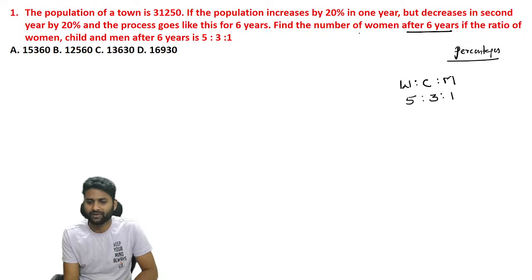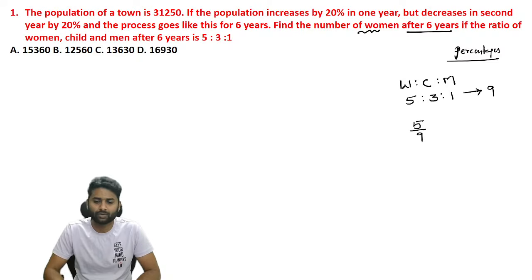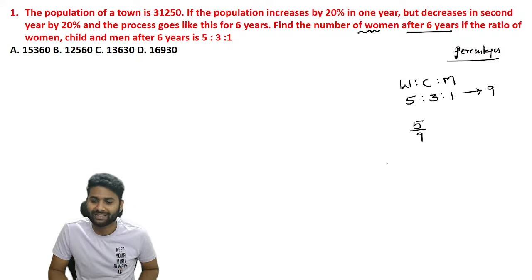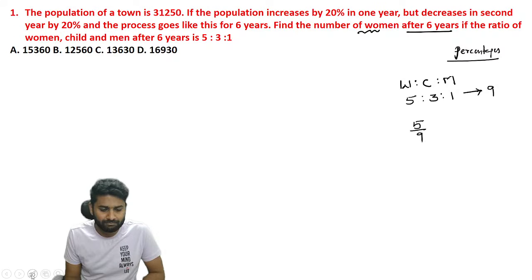You have to identify how many women are there. So 5 by 9. How will you get the denominator as 9? 5 plus 3 plus 1, the total count, is equal to 9. Out of 9, 5 are women, 3 are children, and 1 is men. So we have to identify 5 by 9th of the value. But before 6 years, we know the total population of the town.